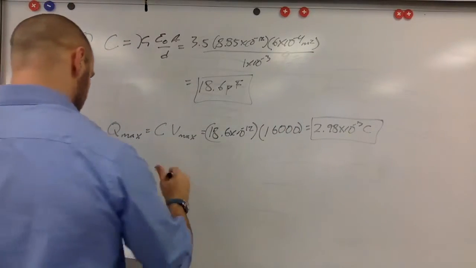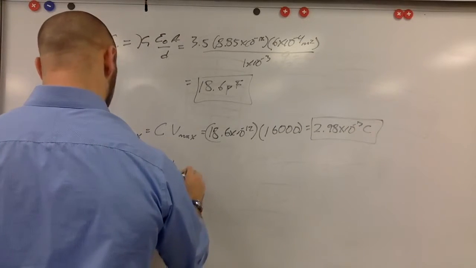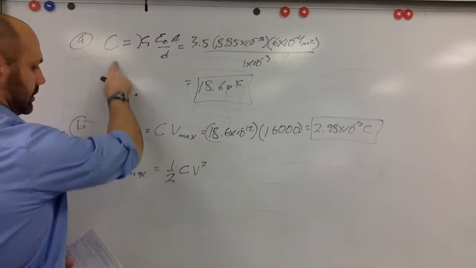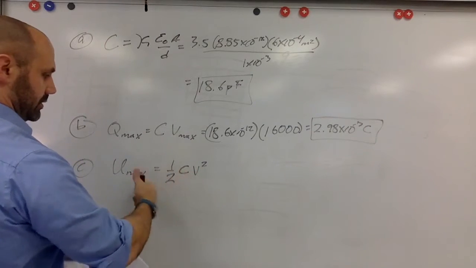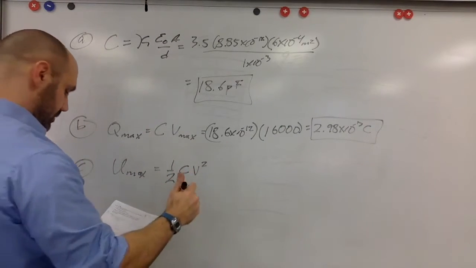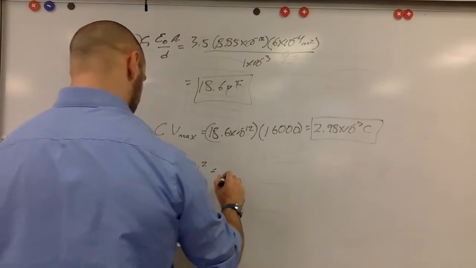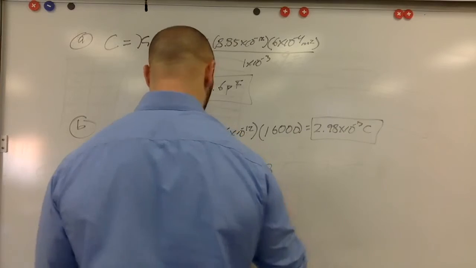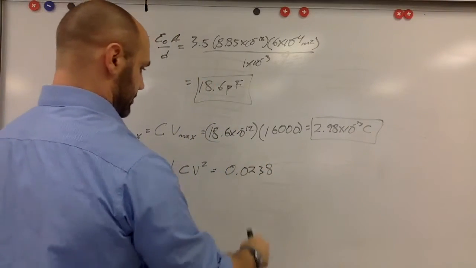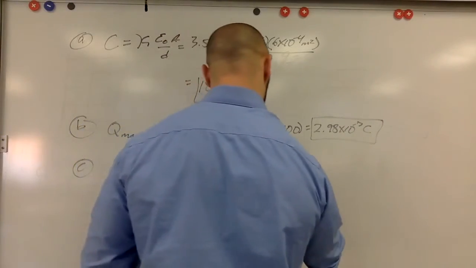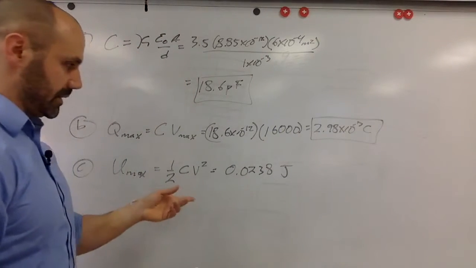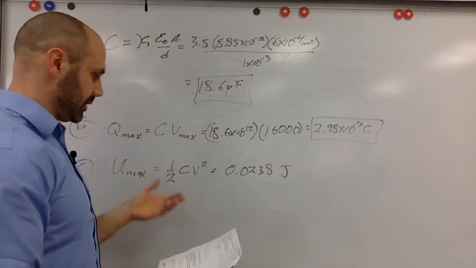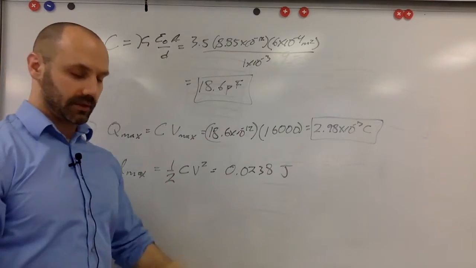All right, so this is going to be, let's say, 1/2 CV squared. We know Q max, we know C, we know V max, so we can do this a bunch of ways. Whatever way you do it, I think you're going to get 0.02338, or it might be 0.00238 joules. Honestly, I'm not sure. I've got both answers written down. I don't know which is which. The important thing is the problem-solving process anyway.